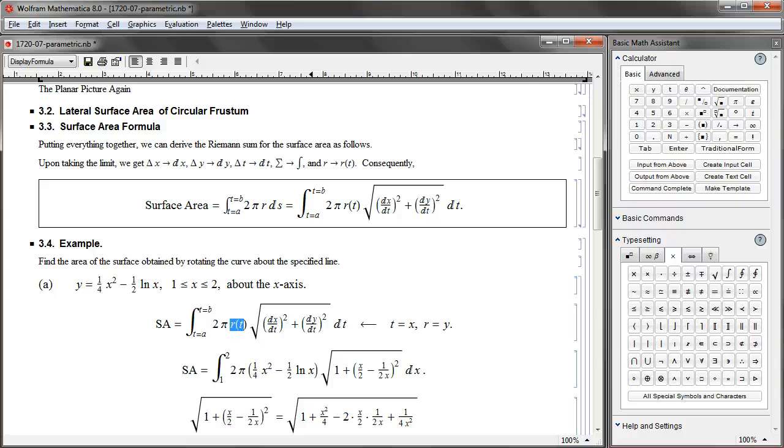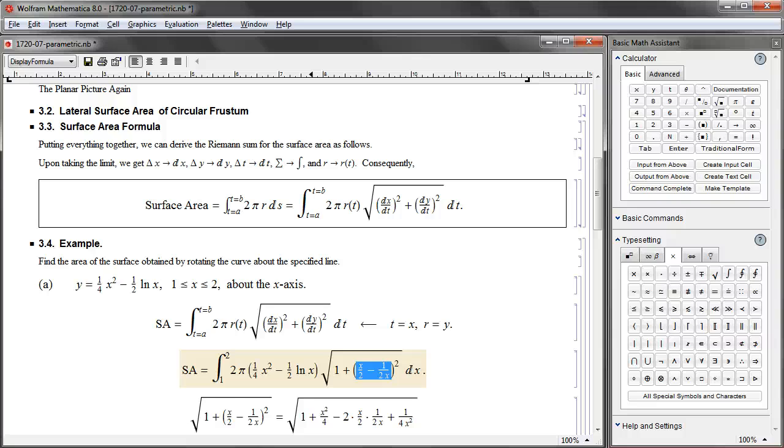The radius, r of t, is nothing more than the y-coordinate values, so we just use 1/4 x squared minus 1/2 log of x, and of course x and t are the same, so whether you use t or x doesn't really matter. dx dt is 1, so 1 squared is 1, no big deal there. And now dy dt, that's the same as dy dx, so all you have to take is the derivative of the original function. That's right over here. 1/4 x squared becomes 1/2 of x, and then 1/2 times log of x gives 1/2x.